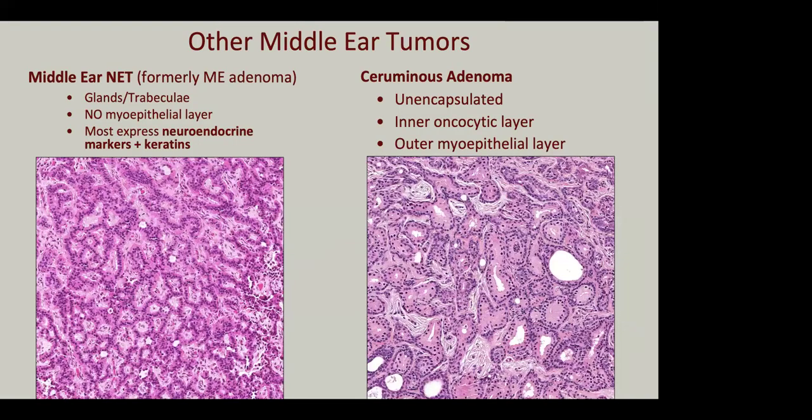All right, other middle ear tumors include those with keratin expression. This would be middle ear neuroendocrine tumor, formerly known as middle ear adenoma. These generally express keratins and neuroendocrine markers. They have this ribbon-like morphology. Ceruminous adenomas usually recapitulate the apocrine-like morphology of the ceruminous glands with this bilayered epithelium, almost kind of like a pleomorphic adenoma.